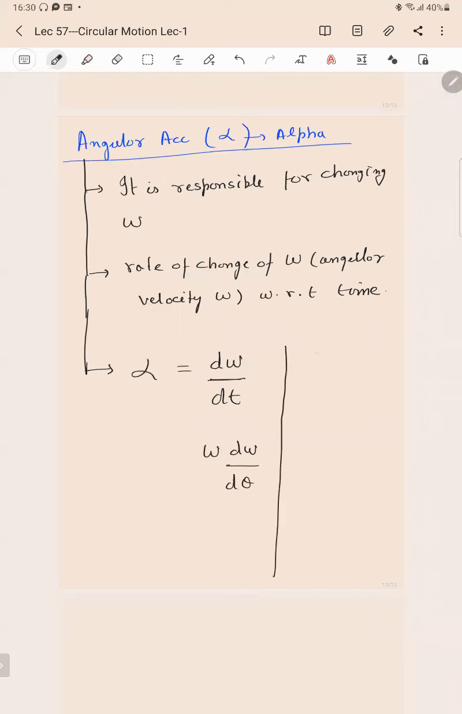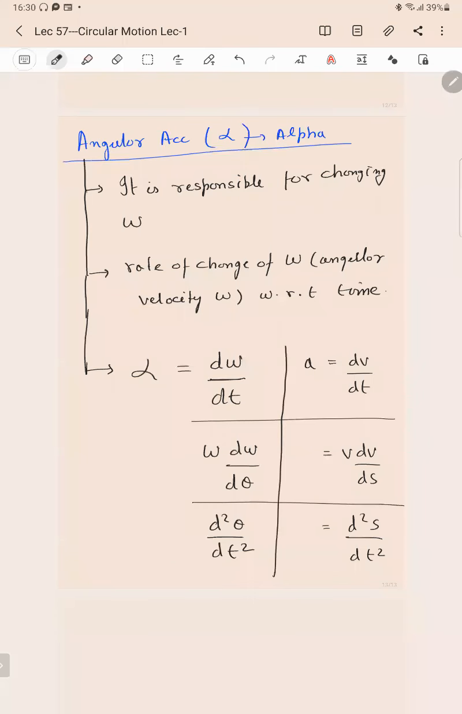Because I am trying to remember these formulas, like a is equal to dv by dt is one thing, v dv by ds is another thing, and d2s by dt square is another thing. So d omega by dt, omega d omega by d theta, and d2 theta by dt square. This is also the last formula. Are you aware of it? So alpha can be defined in these three possible ways, out of which these are the two important ones. This is rarely used.